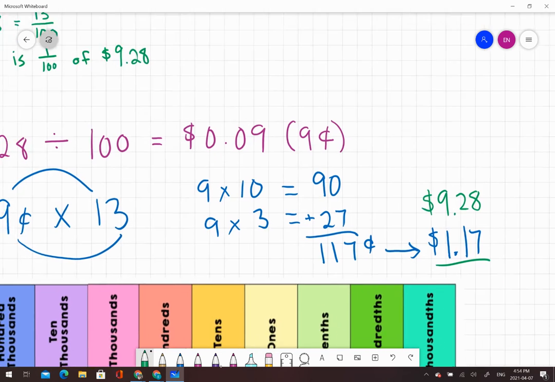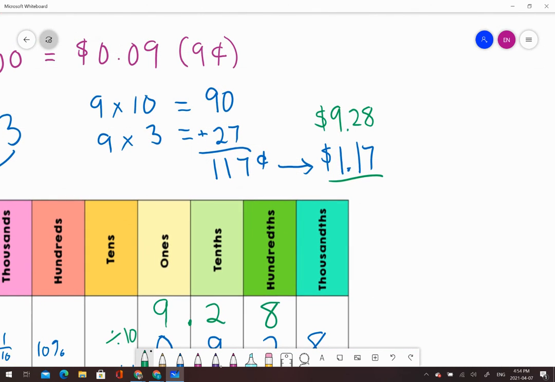So let's take a look. 8 plus 5 is 15. I'm going to carry my 1. 1 plus 2 is 3, plus 1 is 4. My decimals are stacked and I'm keeping it in the same spot. And 9 plus 1 is 10.